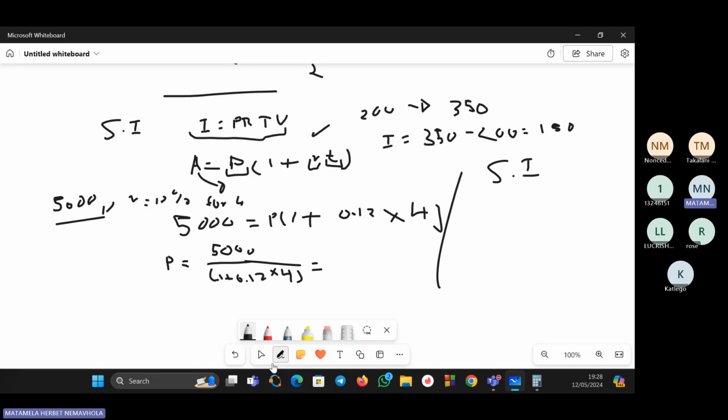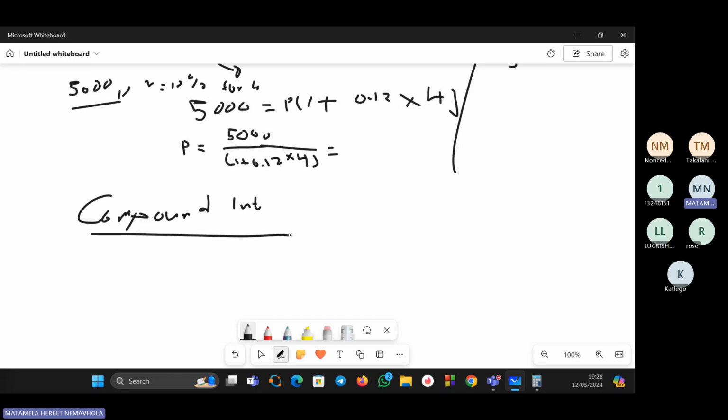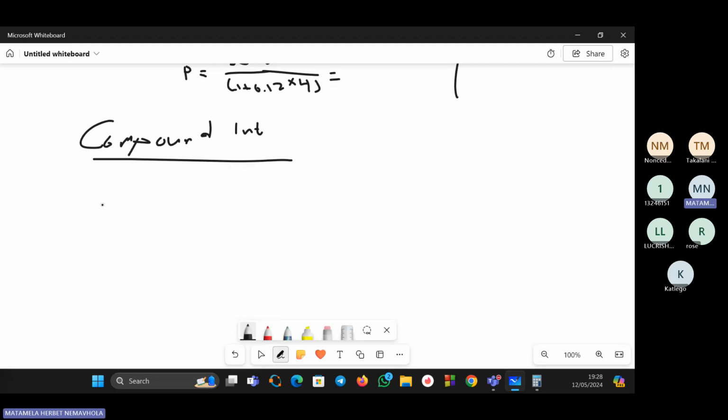So we're going to move to compound interest. So when it comes to compound interest, the only thing that you need to remember, first of all, is one formula. Is A equal to what? A equal to P in brackets 1 plus R to the power N.